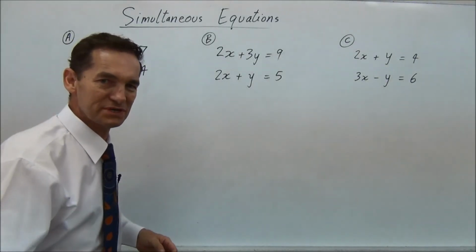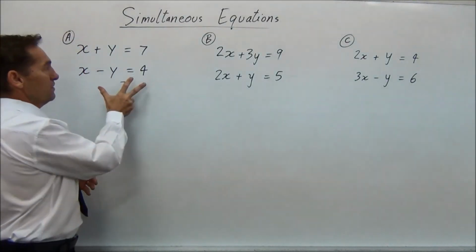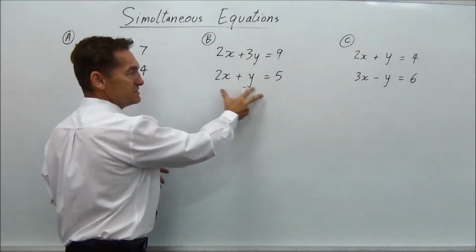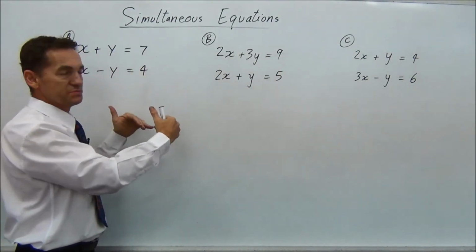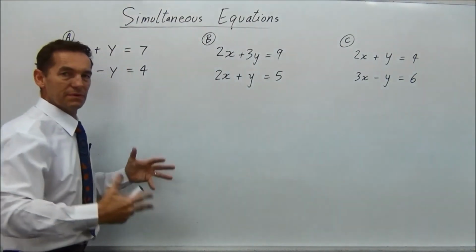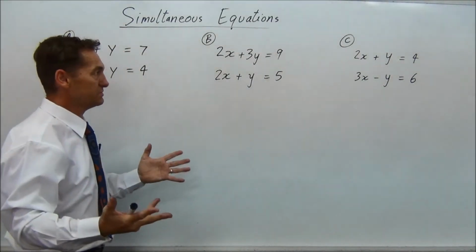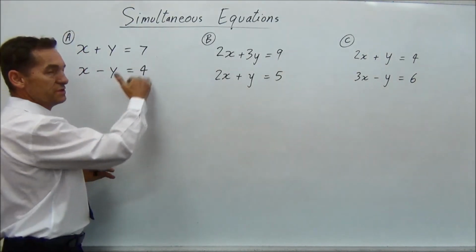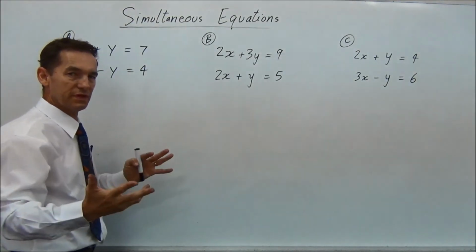G'day again. We're going to do some simultaneous equations. We're going to start with the most basic type, which are subtraction. Well, I think they're the most basic type. I'm going to give you one addition. But these are the most basic type of simultaneous equation because you don't have to do a whole lot of work to find out the answer.